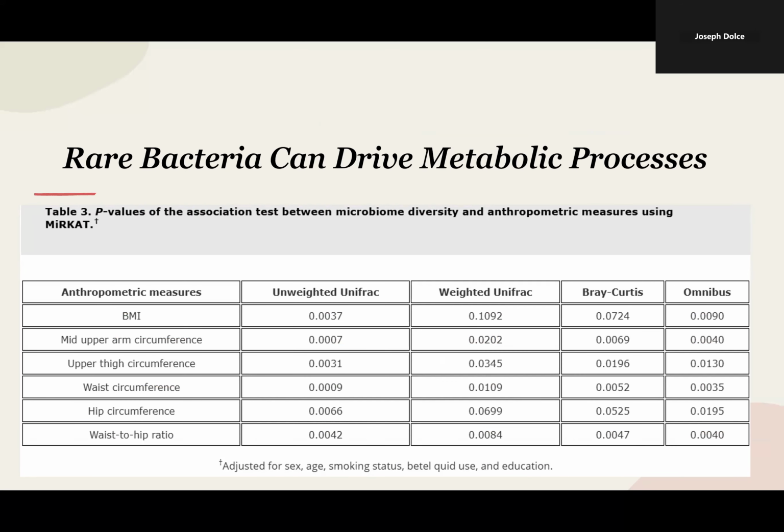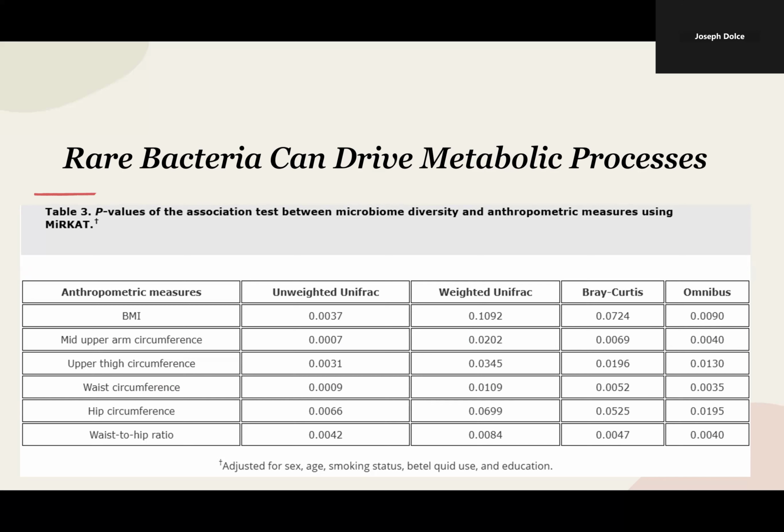So moving on to our next figure, this is table 3, and it's detailing how rare bacteria can actually drive metabolic processes. Here we're focusing more on beta diversity and how similar or different microbial compositions are across individuals. The key finding here is that individuals with similar anthropometric measurements tend to have more similar gut microbiota profiles.